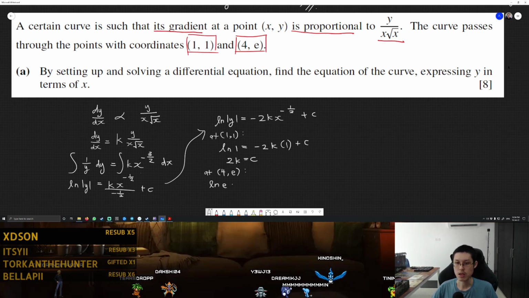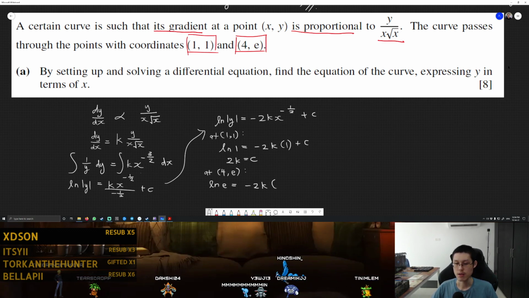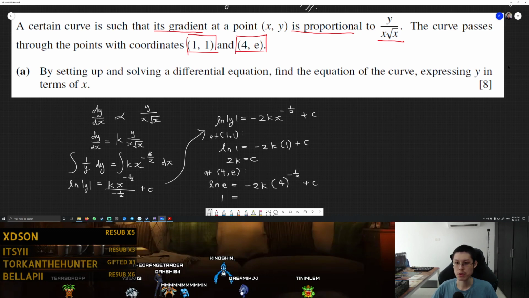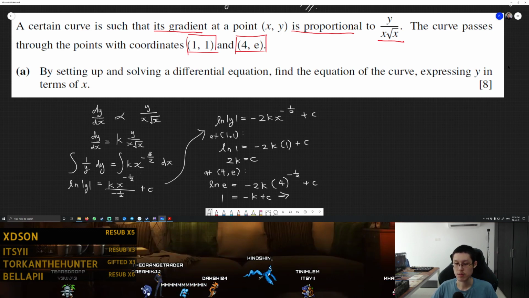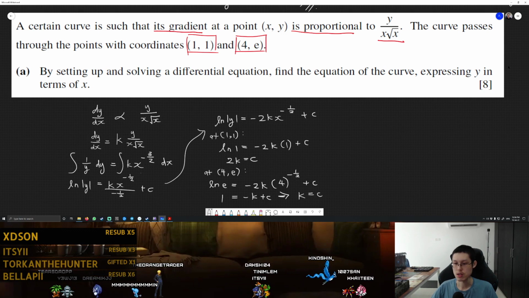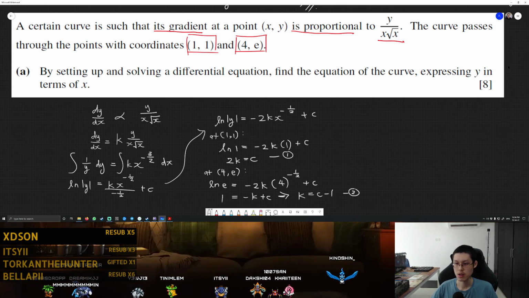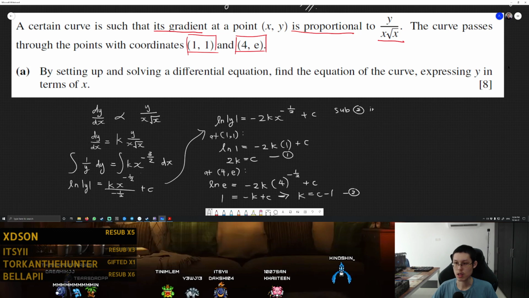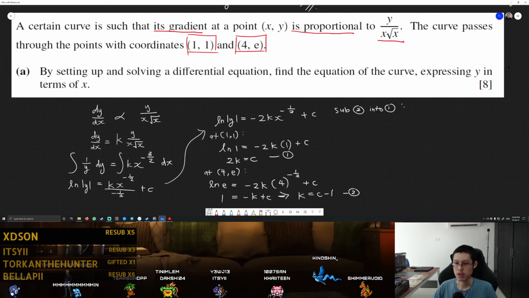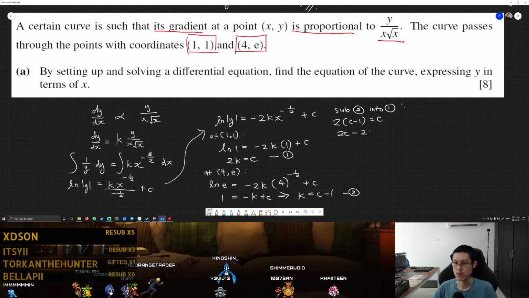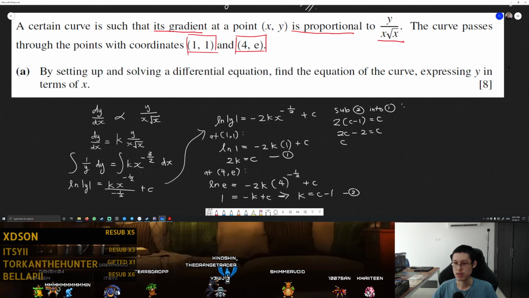We get ln e equals -2k times 4 to the power of -1/2 plus c. So ln e is just 1, and 4 to the power of -1/2 is 1/2. So we get -k plus c, which eventually simplifies to k equals c minus 1. Okay, so now we have this equation and this equation. We're going to substitute the second equation into the first equation, and we're going to get 2 times (c minus 1) equals c, which is 2c minus 2 equals c, and we're going to get c is 2.